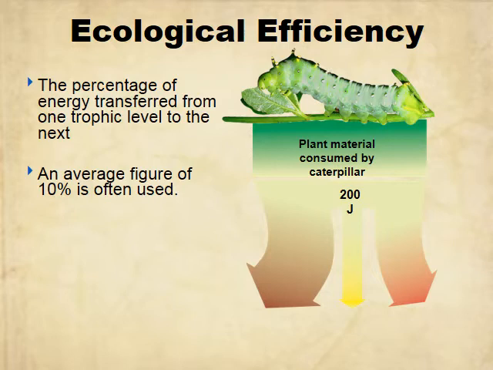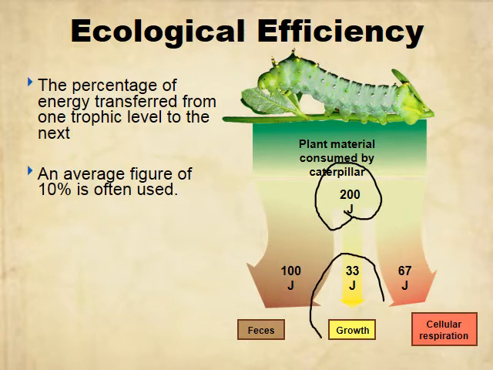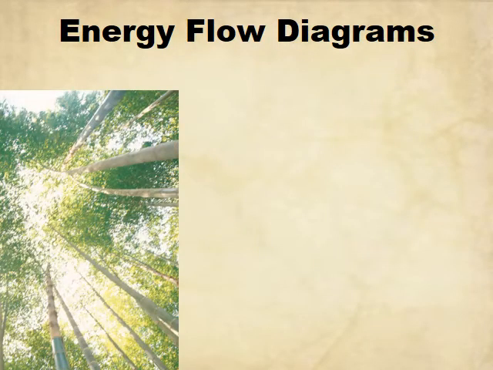So if we look at this caterpillar here, the plant material consumed by the caterpillar is about 200 joules. Okay, that's what we're using for energy here. So about 100 joules, or about half of it, is lost as feces. And then you have 33 joules that's used for growth. And then you have 67 that's used for cellular respiration. So this growth is the only part that will go on to the next trophic level. So when a bird eats this caterpillar, it's only about, we say about, 10% that goes up to the next trophic level.